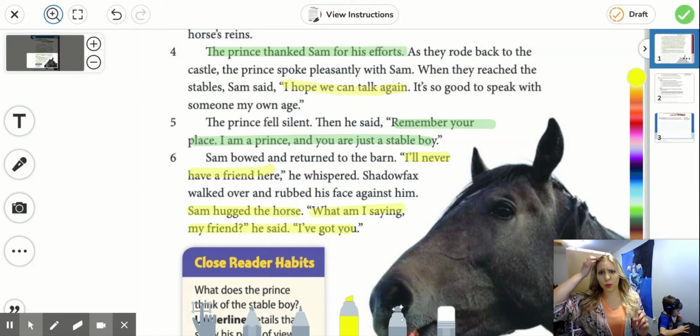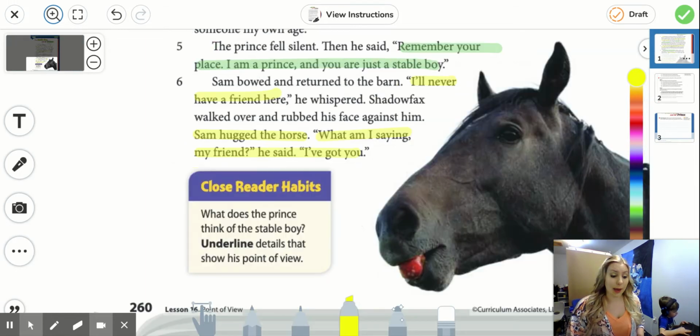It's kind of a sad story. I don't like this ending where the prince is being mean. It's like, "Remember your place." It's like, you remember your place. You would have been off that horse in the ground with a broken leg if it wasn't for me. That's what I would have said. But then I'd probably get in trouble. But still, it was not a very nice thing for him to do.